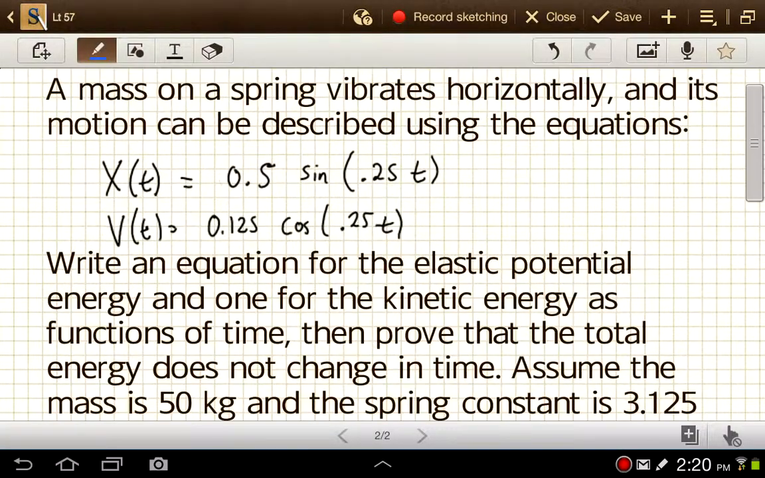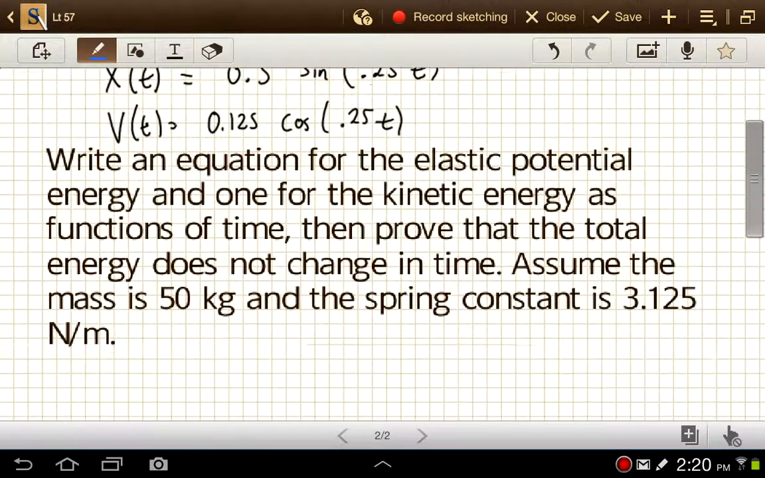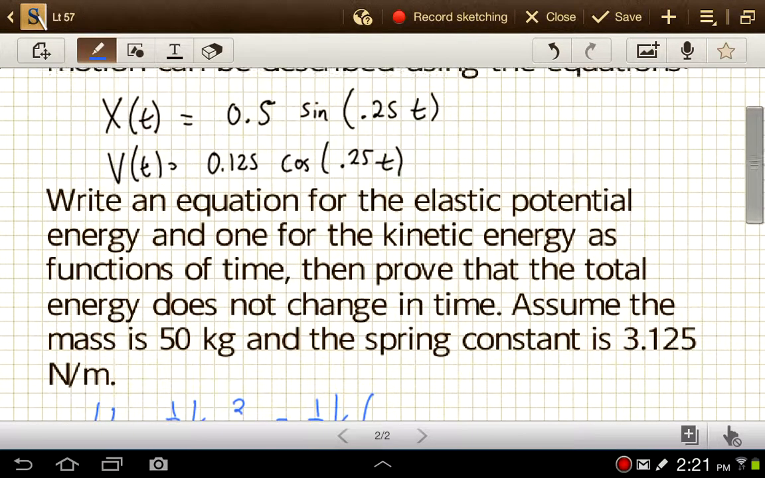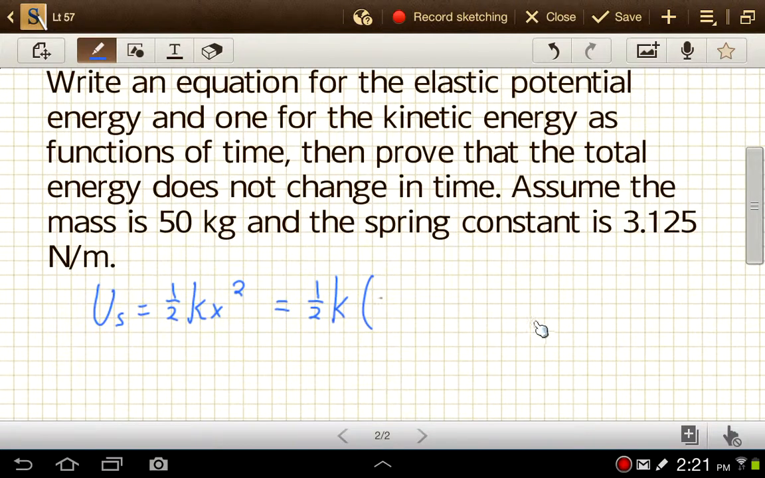So that would look something like this. We've got our position as a function of time given, as well as our velocity as a function of time. Now we need equations for elastic potential energy and for kinetic energy. So elastic potential energy, U_S, that's 1/2 times k x squared. And then I'll just substitute in my expression for x, which is 0.5 times the sine of 0.25 t, and that whole thing gets squared.